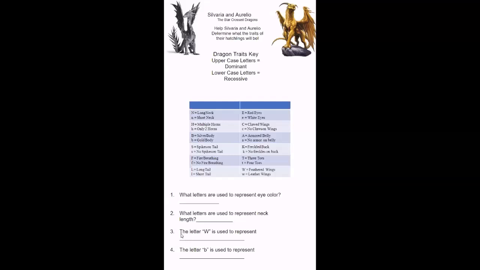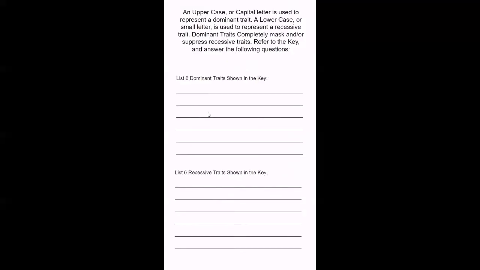The letter W is used to represent what? Capital W. What does that represent? Feathered wings, right. Are feathered wings dominant or recessive? Right. Dominant, capital. So you're going to fill out this part of the worksheet, answer those questions, okay?